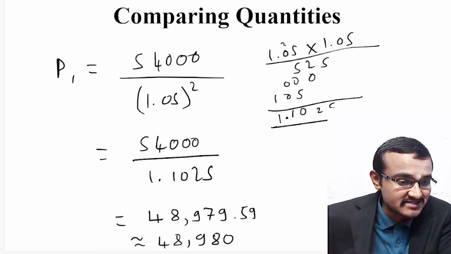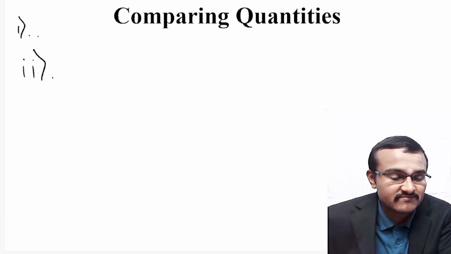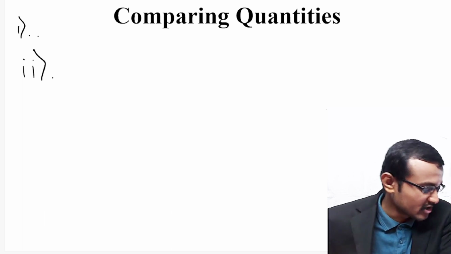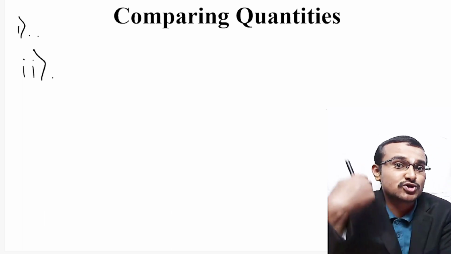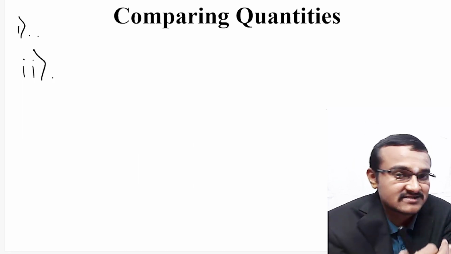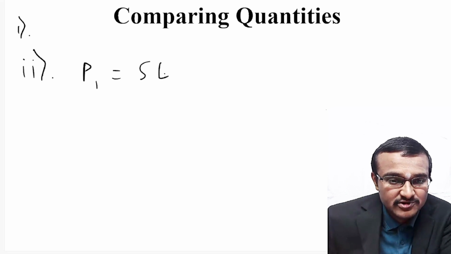Coming to the second part in this same first question. Based on the same data, you should find the answer for the second part. In the second part they are asking what would be its population in 2005. We are predicting how much population will be there if it increases at the rate of 5%. So now P1 will be 54,000.